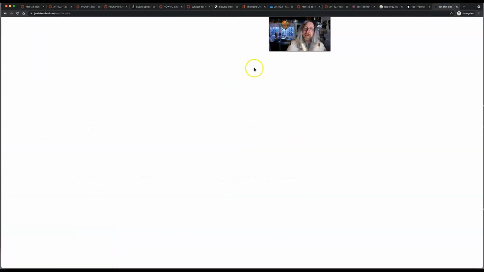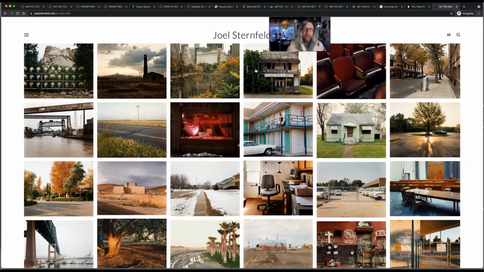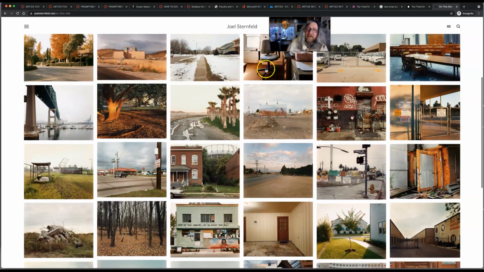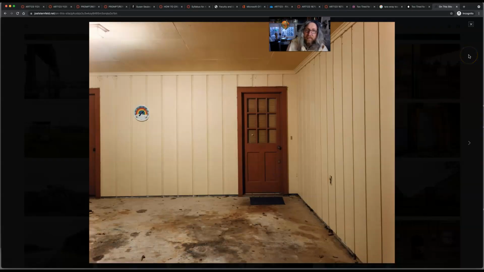Another project listed within those examples for the layers of meaning prompt is this project by Joel Sternfeld. Now, he's a photographer who I think these pictures are really interesting because for the most part, I think they're a little bit quiet and boring. Now, I mean that as kind of a compliment, okay?